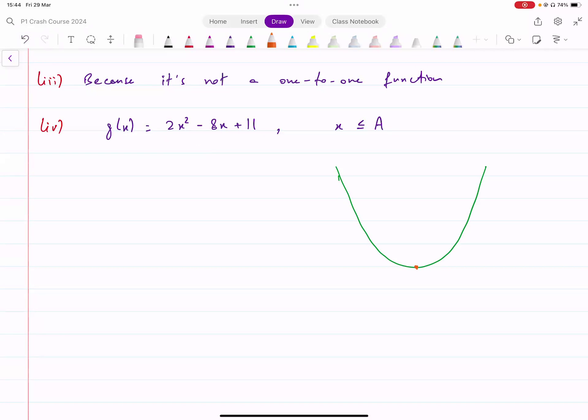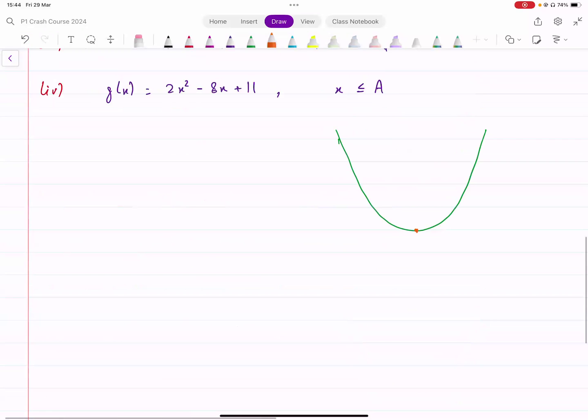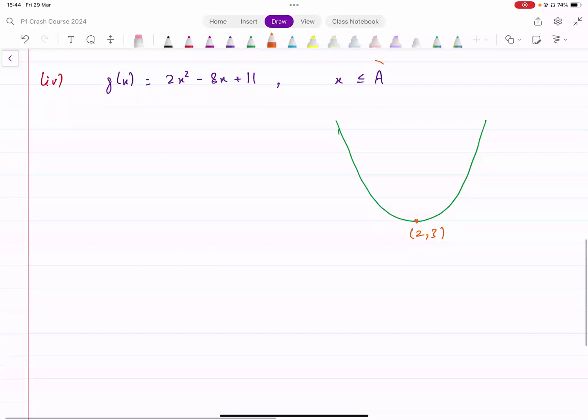The turning point of this graph is (2, 3). We have found that already, (2, 3). Now, what's the domain of this function? x less than or equal to a. Now, a is some value of x.